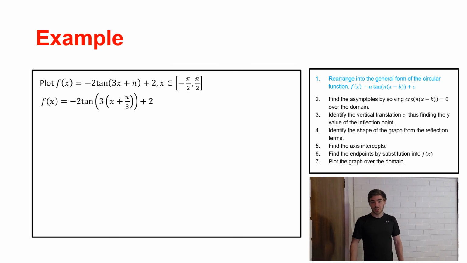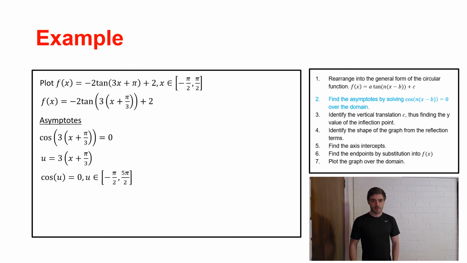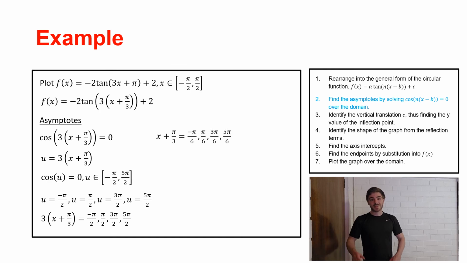From here, we're just going to find our asymptotes by setting the cosine component to equal 0 and then solve for x. Once again, we start this by replacing our brackets with u and then fixing up our domain to be in terms of u. From there, we know that cos is going to be equal to 0 at pi over 2 and 3 pi over 2. So we just keep finding solutions until we fill out our domain. Having done that, we're just going to get everything back in terms of x, which means dividing everything by 3 and then subtracting pi over 3 from all of those solutions.